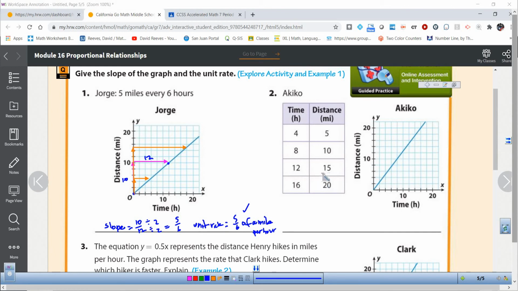All right, so this time they gave us the table and they gave us the graph. All right. So they're asking for, again, the slope and the unit rate.